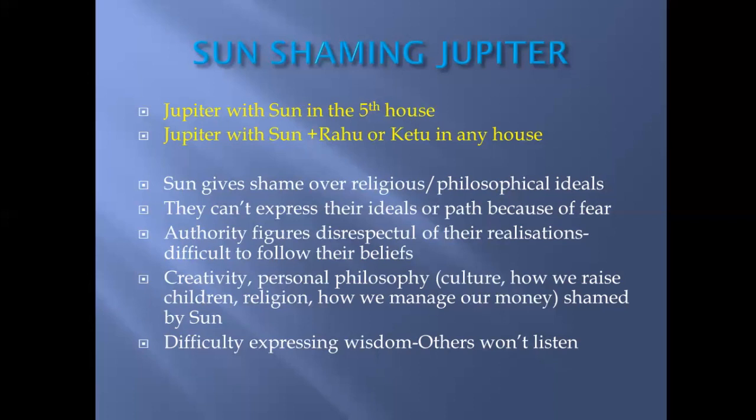Also, their creativity, as Jupiter also represents creativity, and their personal philosophy is going to be shamed by the Sun. This could also play out in the culture, the way we raise children, religion, how we manage money. That could also be shamed by the Sun. And there's also going to be a difficulty expressing wisdom. These people might try to explain the realizations that they're having spiritually, maybe, but others will not listen.